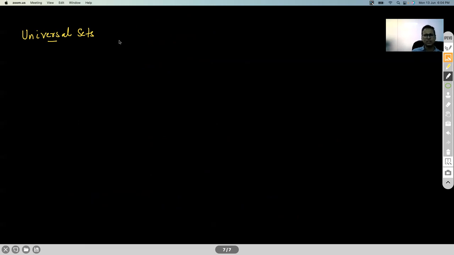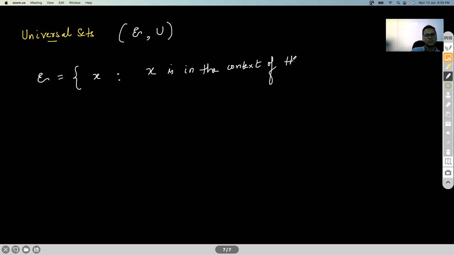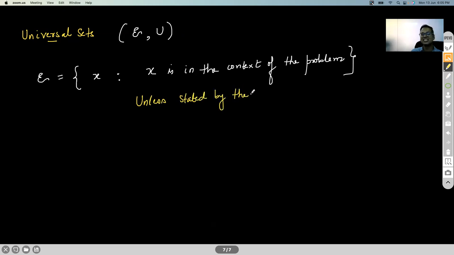By the way, can anybody tell me the definition of a universal set? Anybody? So universal set is written by the symbol xi or U. Aditya, yes, more or less you're right. So universal set is a set which contains all elements x which are in the context of the problem. Now this is very, very important. So note this down. A universal set is a set which contains all the elements which are present in the context of the problem, unless stated otherwise by the person who is defining the universal set for you.